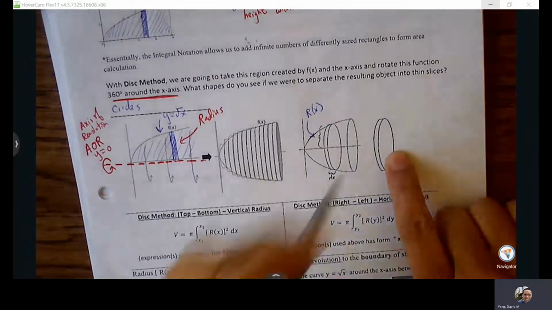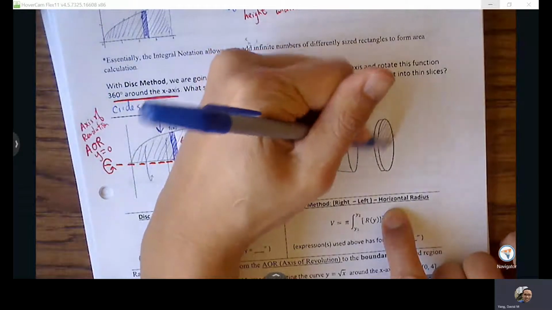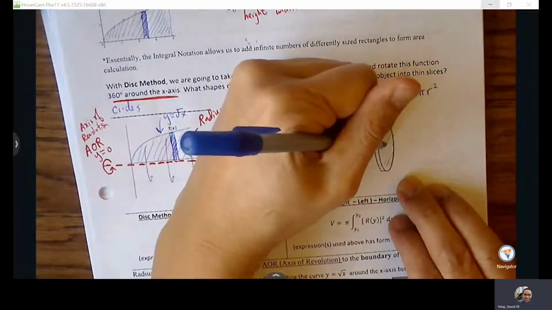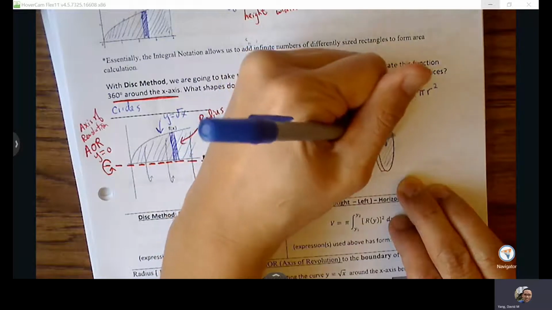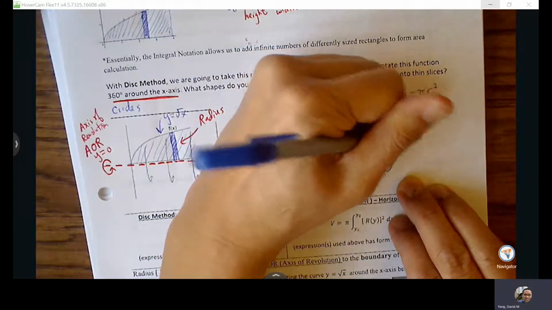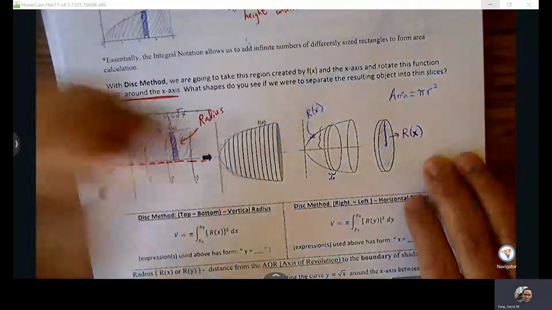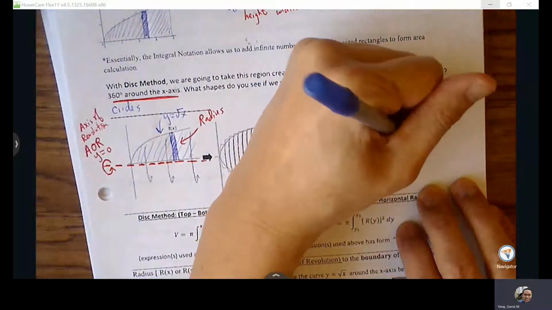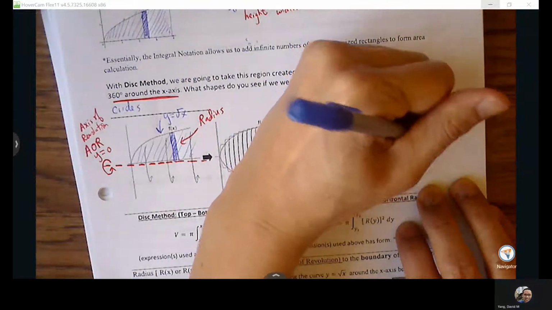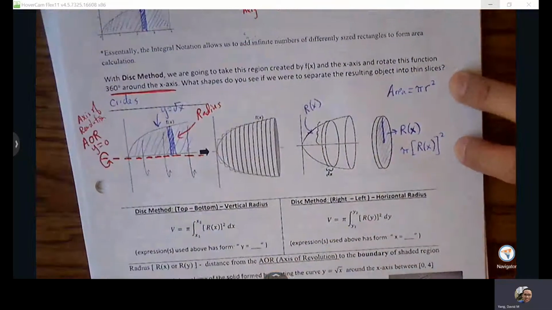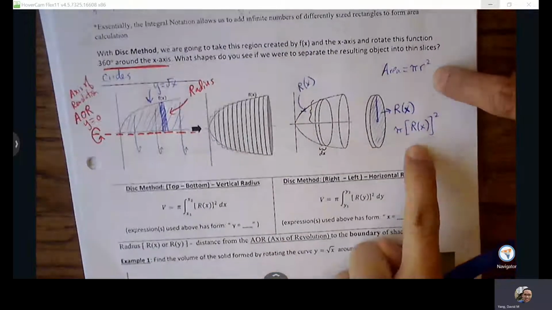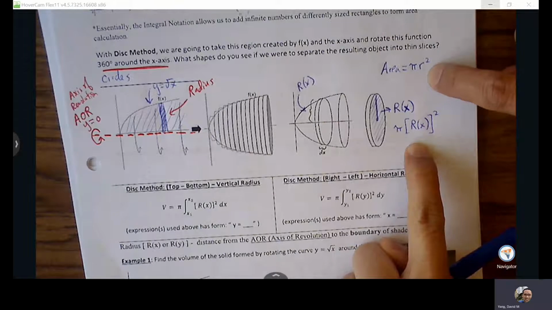So you can see that the face of this object is a circle. You guys remember what's the area of a circle formula? Pi r squared. So this distance is the radius. We're going to call it big R of x. So area is going to be pi big radius squared. So you see that we're adapting the area formula for this particular format that we'll be using.